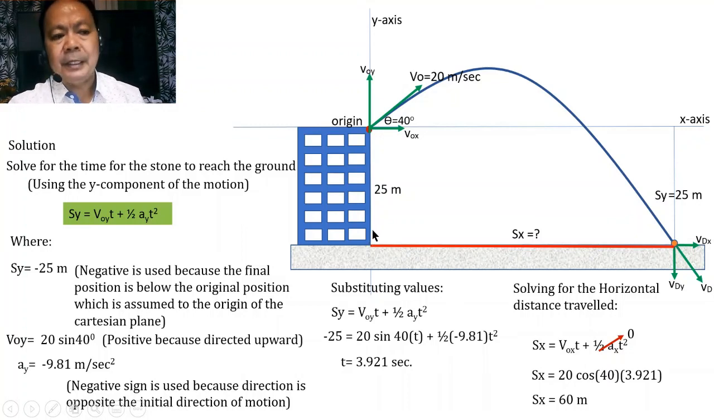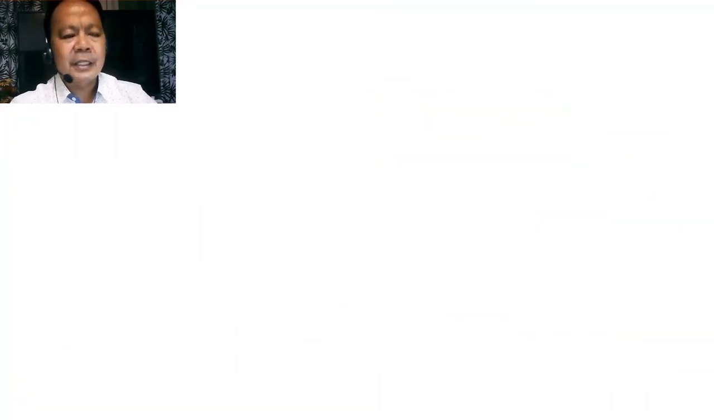Sana guys ay nakita nyo kung paano tayo mag-deal ng curvilinear motion at kung paano natin gamitin yung konsepto ng rectilinear motion in solving problems that deals with curvilinear motion.